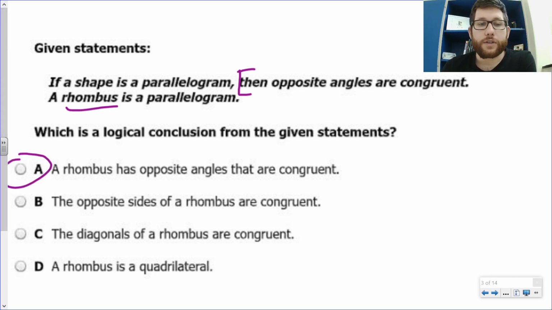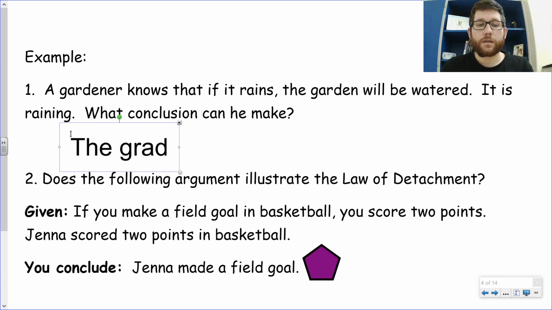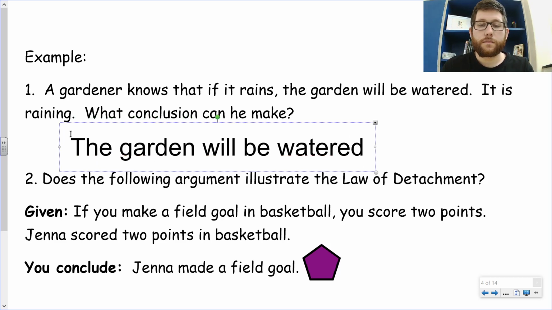So, let me show you another example. Okay, a gardener knows that if it rains, the garden will be watered. It's raining. What conclusion can he make? He can make the conclusion that the garden will be watered. Okay, you see how this is working? If-then statement, we get the hypothesis, which is the first part of my statement, and then we write down the conclusion.